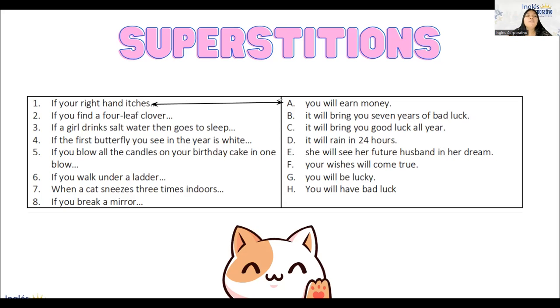Now, number two. If you find a four-leaf clover, what will happen? It will bring you good luck all year. That is true. People say that, right? But I'm not sure because I haven't found any four-leaf clover. Now, number three. If a girl drinks, listen to this one, if a girl drinks salt water, then goes to sleep, what will happen? This is a superstition.